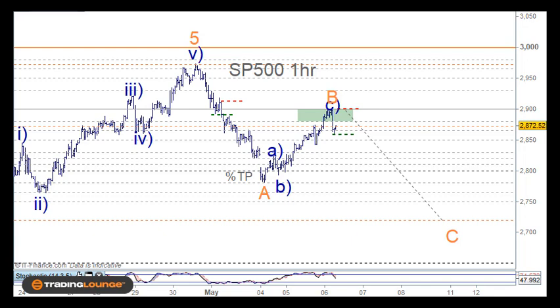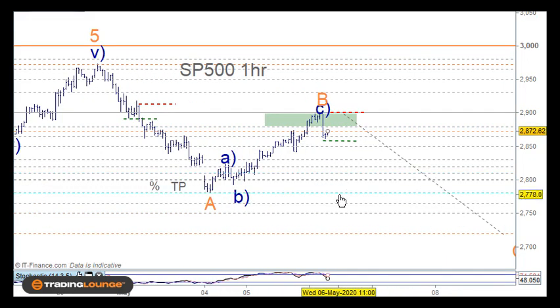Welcome to Trading Lounge and the European indices for the 6th of May, but I want to start with the S&P 500 here because the general move that we're looking for was 5 waves down here for wave A, and then a move back in terms of an A and a B and a C here for wave B, pulling back to the 61.8% retracement level, which is at 2900. So we are seeing a reaction from there.